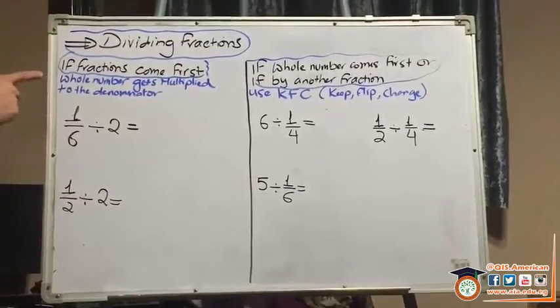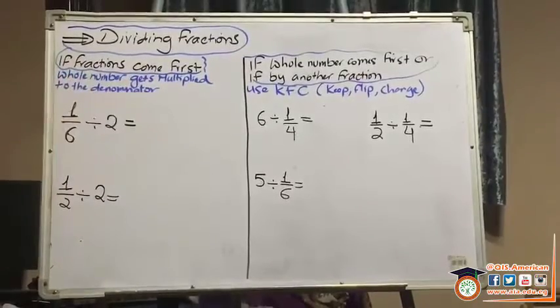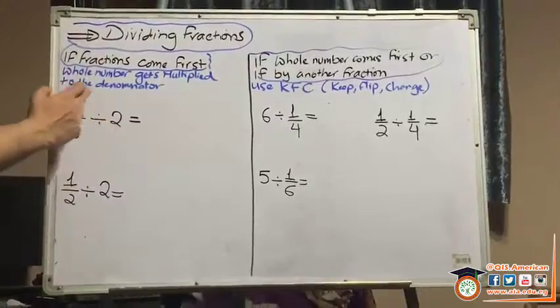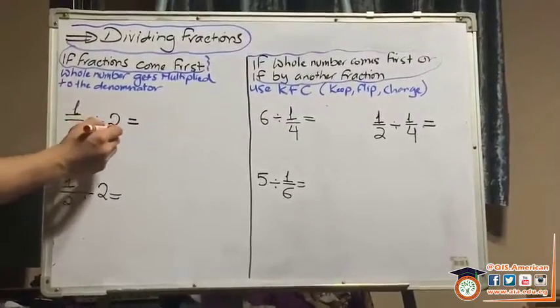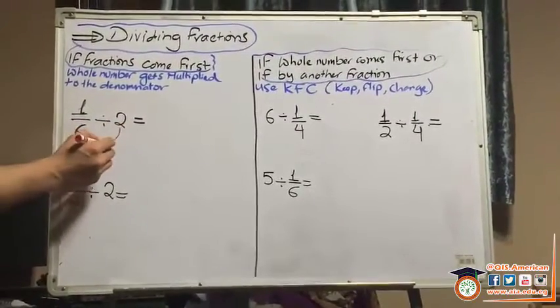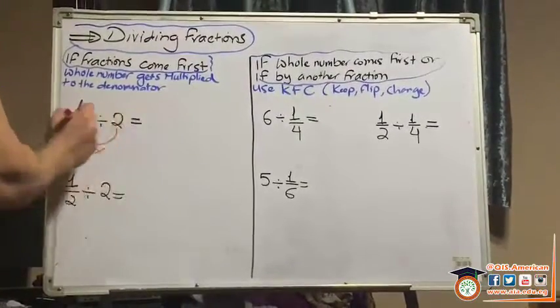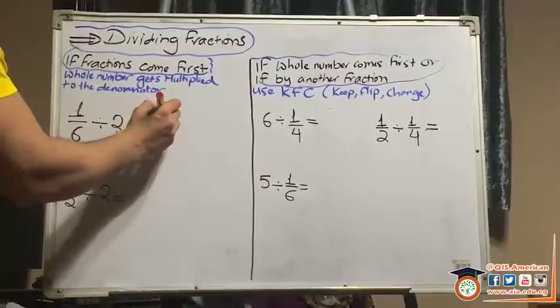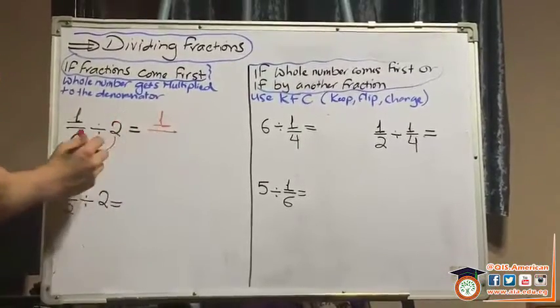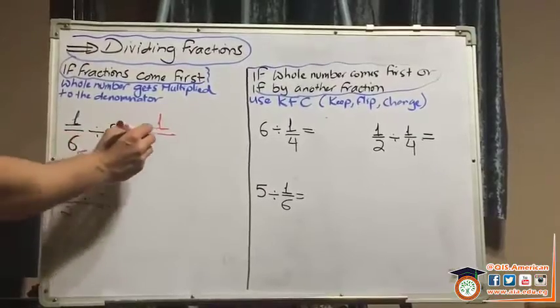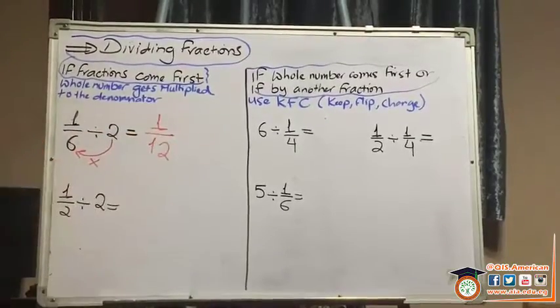What do we do? This is very simple. The whole number gets multiplied to the denominator. Remember, in multiplication, we used to multiply the whole number to the numerator. Now we're gonna go the other way around. We're gonna multiply the whole number to the denominator, okay? And if we do this, the numerator stays the same, and the denominator becomes 2 multiplied by 6. What's 2 multiplied by 6? It's 12. It's 1 over 12.